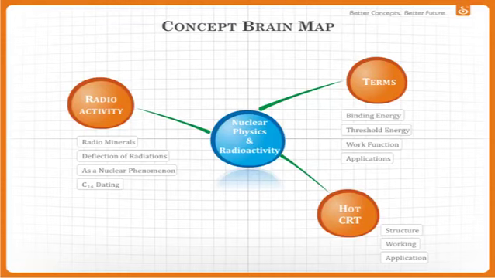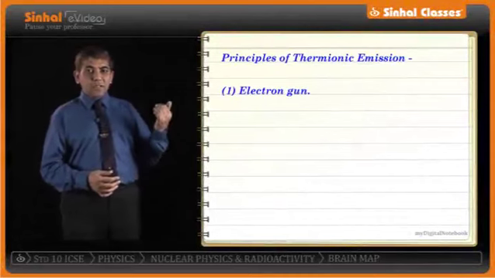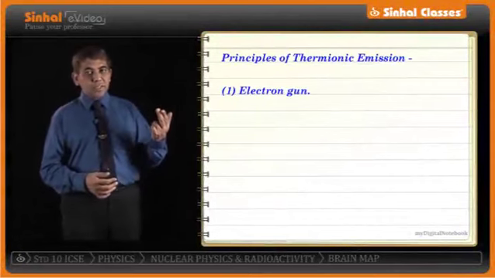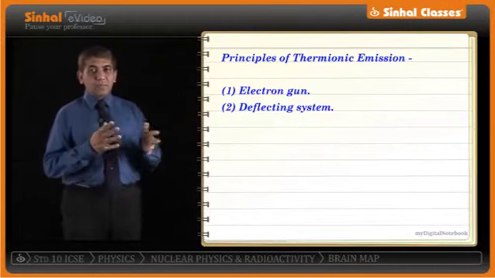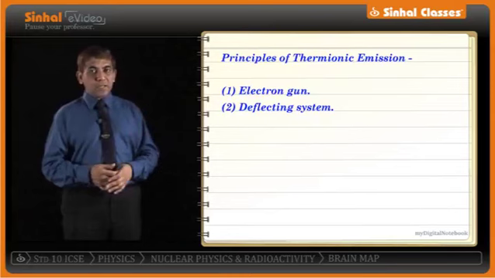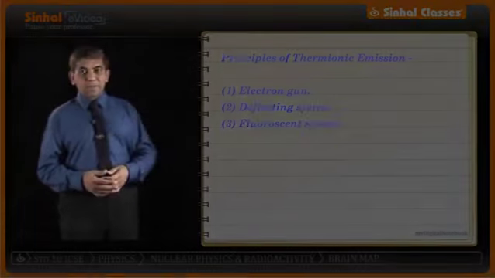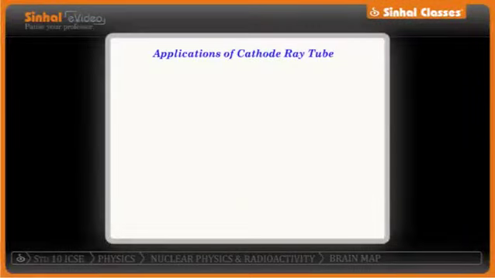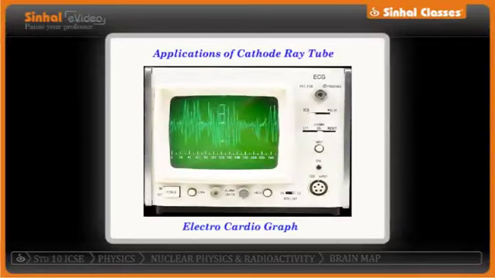Then we had the application of one of the most important principles of thermionic emission, that is the hot cathode ray tube, wherein it was divided into three parts. The electron gun, responsible for emission of thermions, the deflecting system, which deflects the thermions so as to align them on the screen, and third one was the fluorescent screen, which produces fluorescence. We have the applications of hot cathode ray tube in the form of a television TV tube, monitor or PC monitor, or an electrocardiograph.